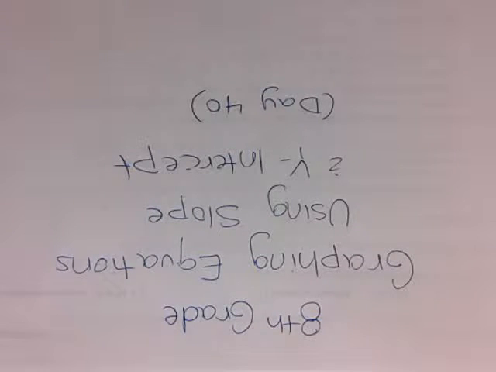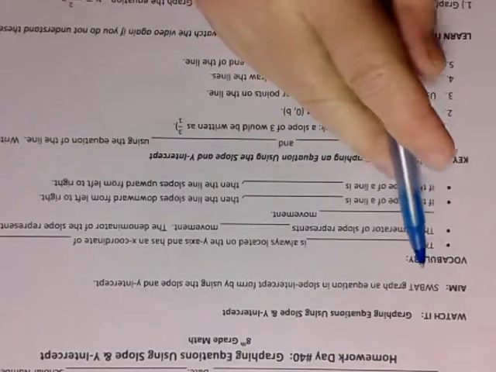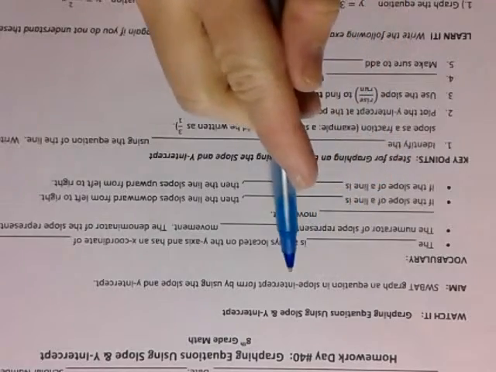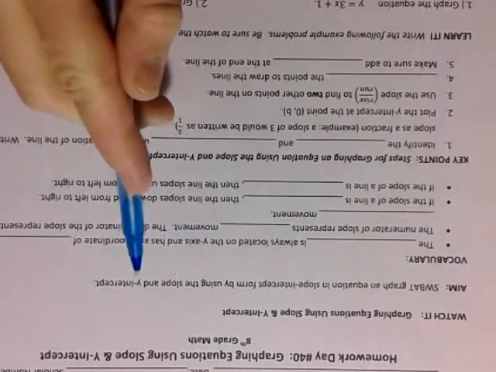8th grade lesson is about graphing equations using slope and y-intercept. This is day 40. Today's aim is the students will be able to graph an equation in slope-intercept form by using the slope and y-intercept. Let's fill out some vocabulary.